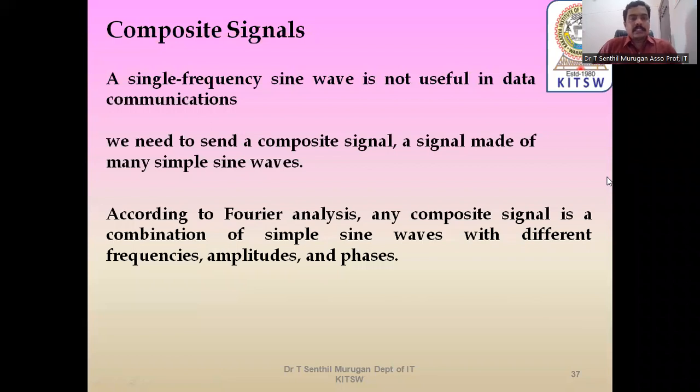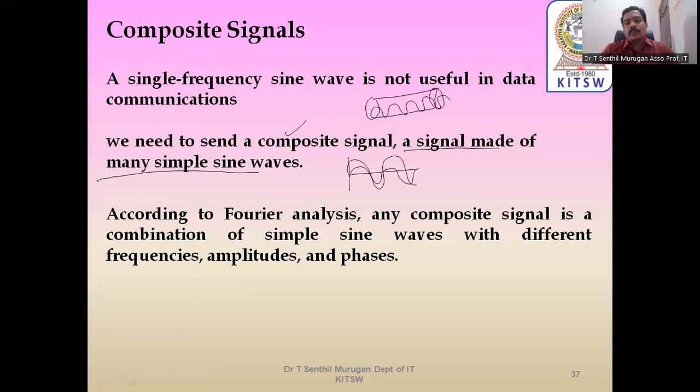Composite signals: a single frequency sine wave is not useful in data communication. Okay. If the medium is there and only a single wave is sent, what is the use of this medium? It is carrying only one signal, which means it is not occupying the entire capacity of the cable. So it must be sent as a composite signal, a signal made of many simple sine waves. As I already said, many waves are combined together, and that is considered a composite signal.